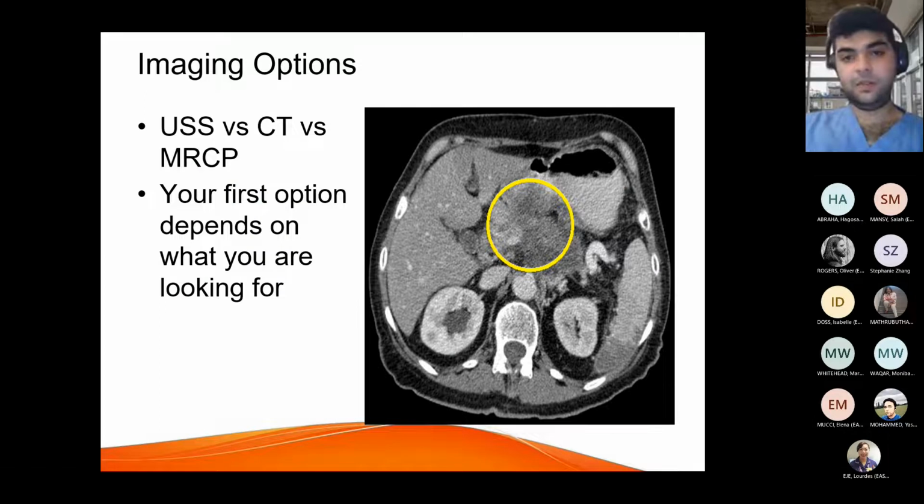In this scenario, like I said, when you are investigating jaundice, the most important test is probably going to be your imaging. And the 3 options you have available are ultrasound, CT, and an MRI scan, MRCP being the modality we use. The first option you do depends on where you're working, what time it is, and what you're looking for. A lot of people think that a CT scan will be better than an ultrasound, but it's very important that we know what we're doing the test for and what we're looking for.